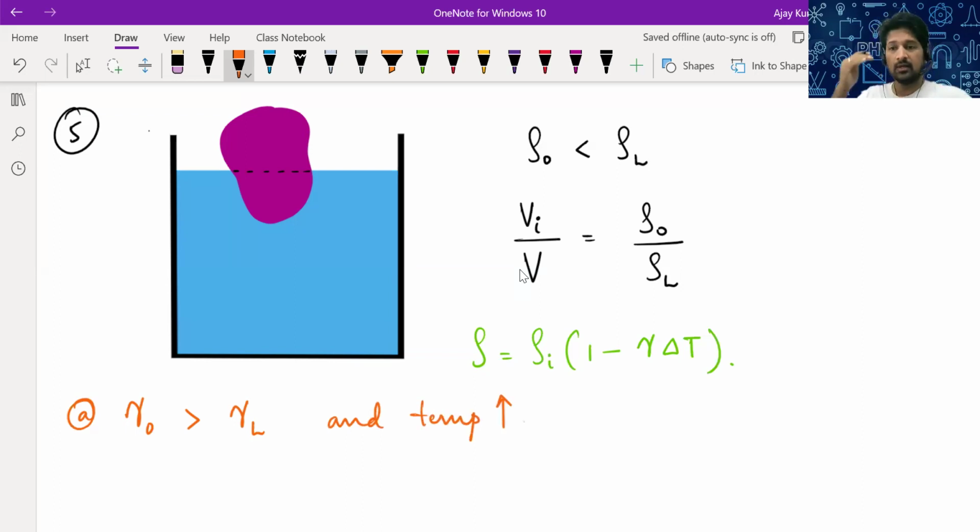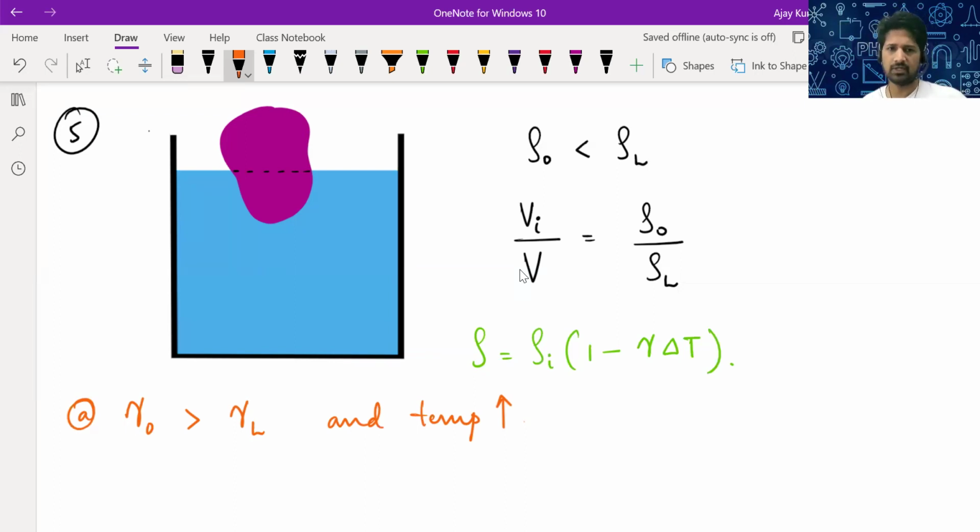Okay. What will happen to the ratio of volume immersed? Will the ratio of volume immersed increase or will it decrease? Means relatively, will the object sink more or come out of the liquid? That is what I'm asking.